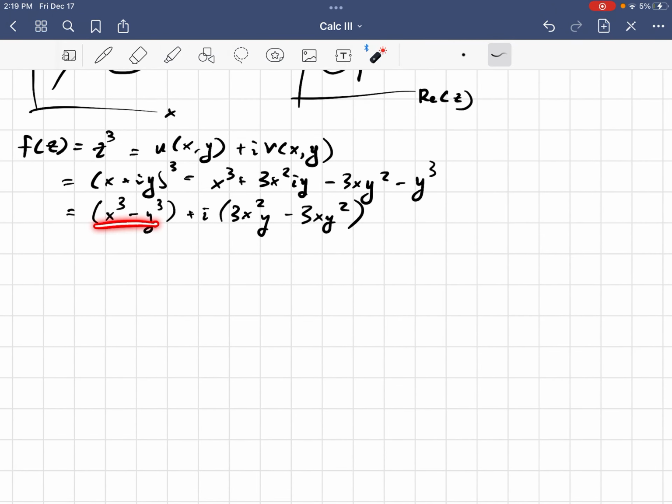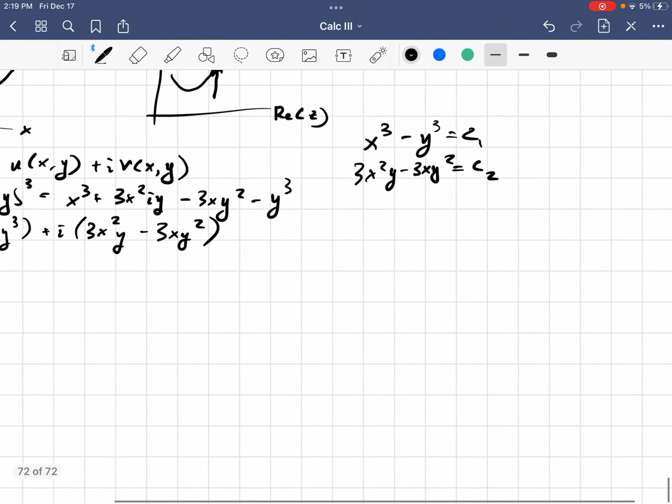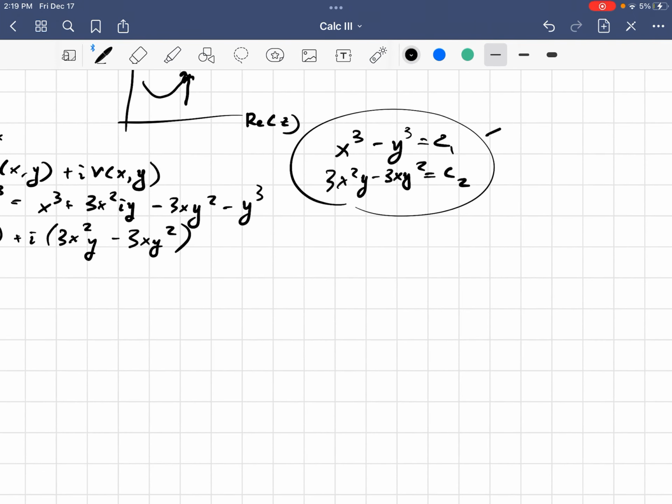And something that's really neat to notice, if you go on a graphing calculator like Desmos and you graph the level curves of x cubed minus y cubed equals a constant C1, and 3x squared y minus 3xy squared equals a different constant C2, you'll find that these are always perpendicular for all C. And that's something very interesting to notice.